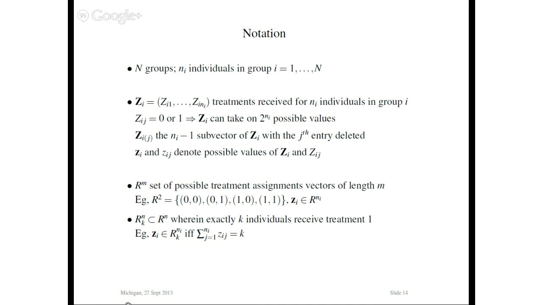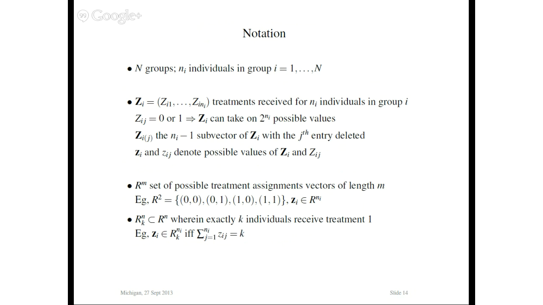So here's some notation to make all this a bit more precise. Big N groups, N sub i individuals per group. Z_i will be a vector of treatment assignments for the N_i individuals in group i. The components of that vector are just Z_ij, indicators of whether or not individual j in group i is assigned treatment. So the Z_ij take on 0, 1. You've got a vector of length N_i, so that vector Z_i will take on two of the N_i possible values. Sometimes it's helpful to denote the Z_i vector with the jth entry deleted. That's just the vector of length N_i minus 1 with that jth person pulled out of it.